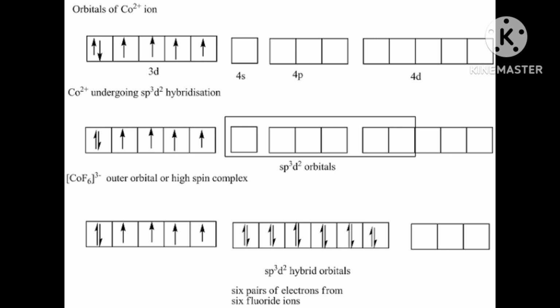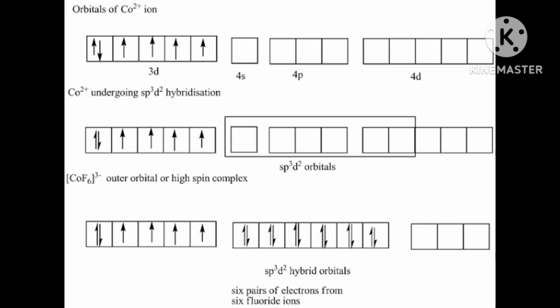Now here you can say what will happen. Before hybridization, 2 electrons are unpaired in d; these 2 electrons will be paired again, so 4 orbitals will be paired and 1 will be vacant. There were 8 electrons, now all 8 are paired and 1 orbital is vacant. Out of 5, 2 into 4 is 8. 4 are paired and 1 is empty.